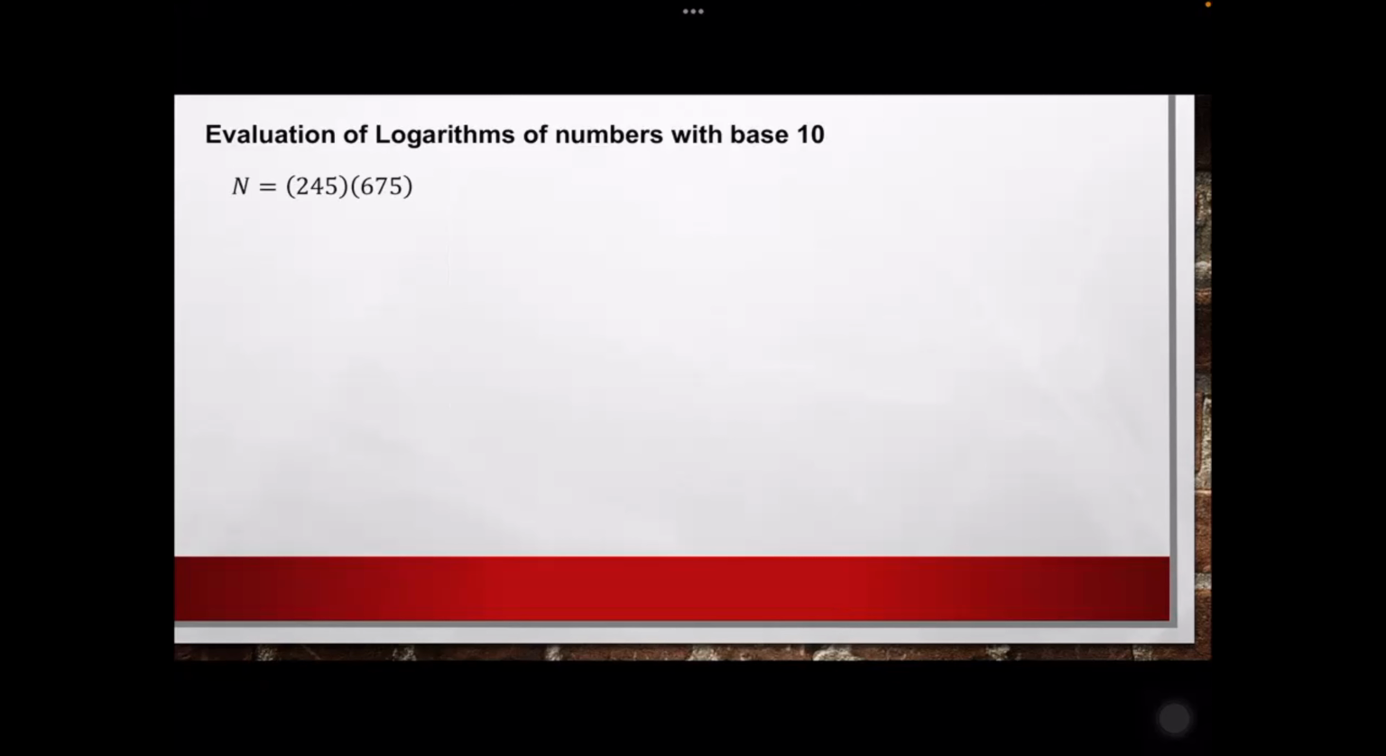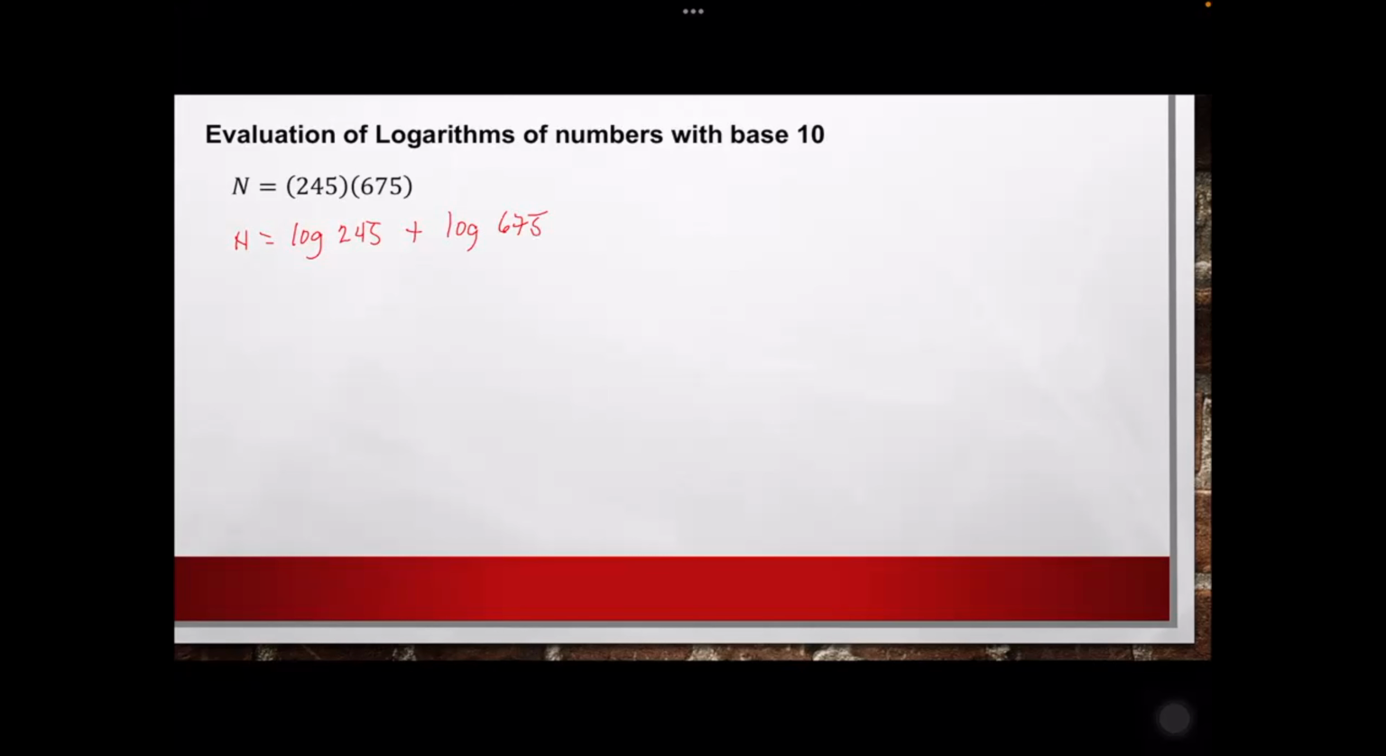Next, evaluation of logarithms of numbers with base 10. In evaluating logarithms of numbers with base 10, what we need to do is find the value of n as a whole number. So, we apply the properties of logarithms. In this case, we have n is equal to 245 multiplied by 675. So, n is equal to the logarithm of 245 plus the logarithm of 675. Why plus? Because the given is multiplication. Remember, when it is multiplication, we use the plus sign.